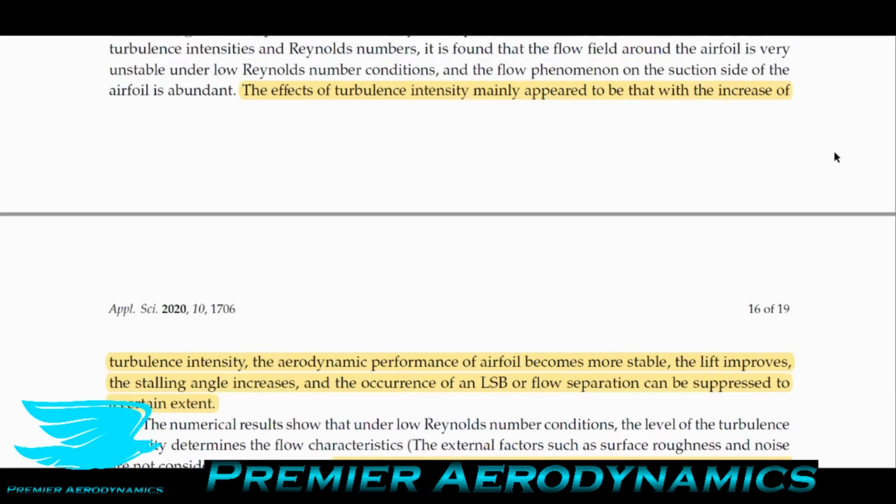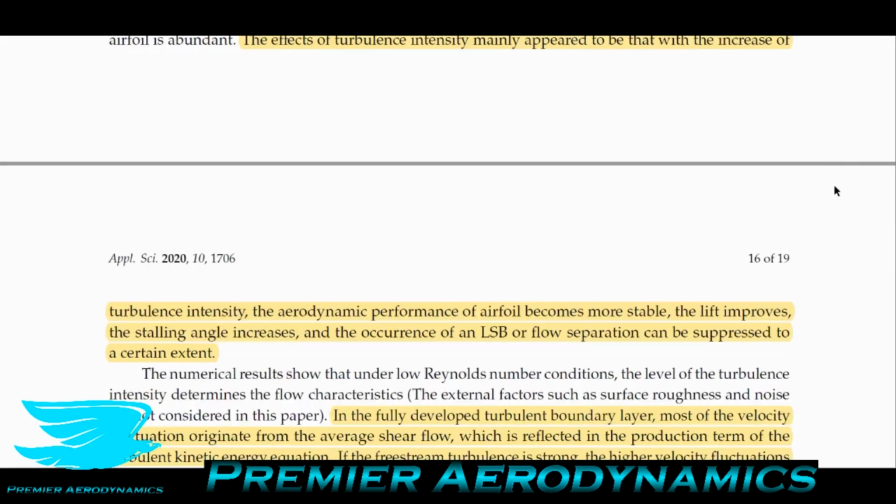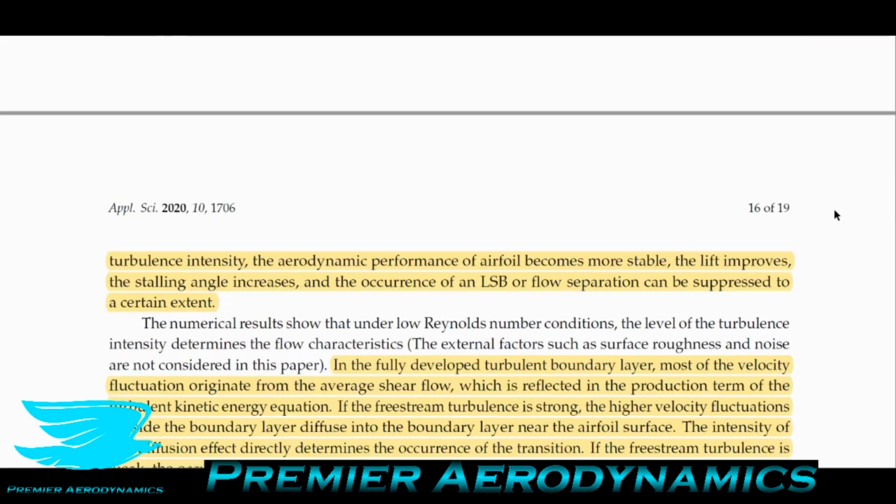They go on and say the effects of turbulence intensity mainly appeared to be that with the increase of turbulence intensity, the aerodynamic performance of airfoils becomes more stable, the lift improves, and the stall angle increases. And the LSB can be suppressed to some extent because it's a very delicate phenomenon.